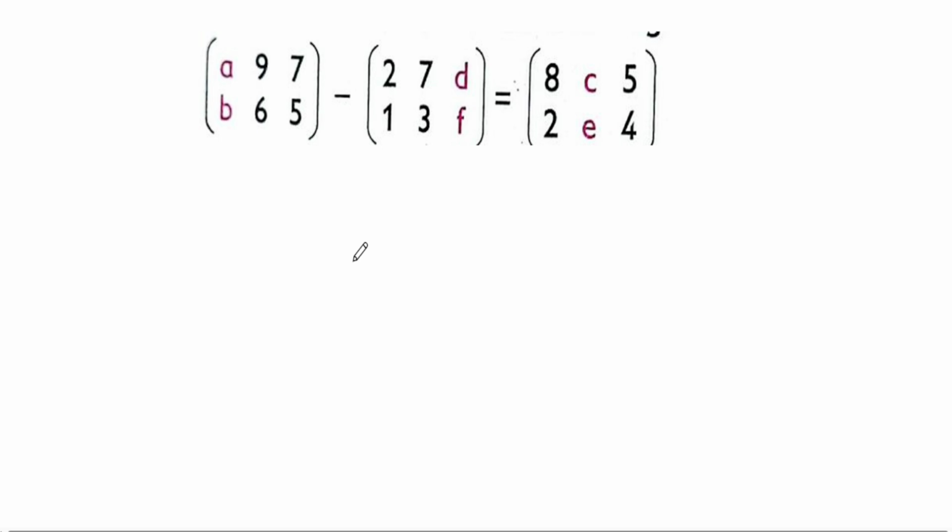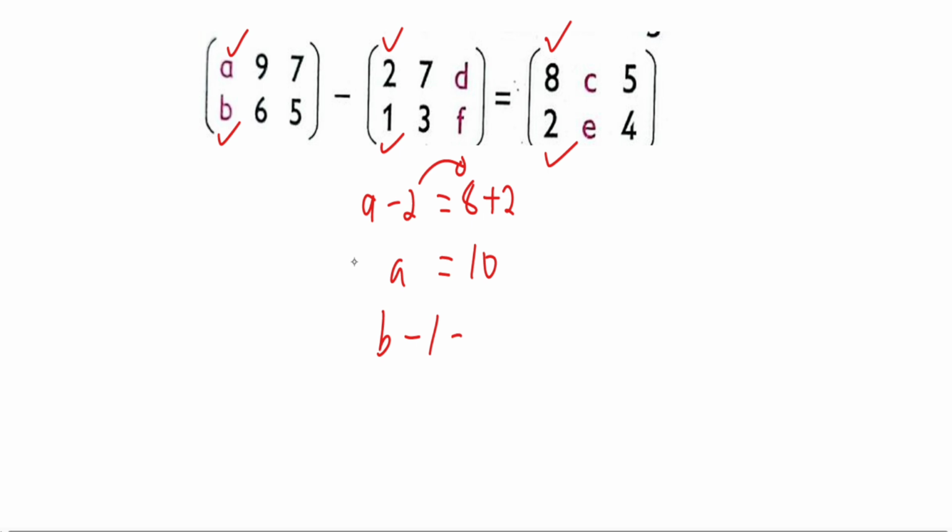Now you ask yourself, a minus 2 equal to 8. Therefore, what is a? So put the negative 2 the other side, plus 2, and a therefore is 10. So a plus 2 gives you 10. So therefore a is equal to 10. Now what about b minus 1 equal to 2? Therefore, what's our b? If you put it here, it becomes plus 1. So therefore b equal to 3.